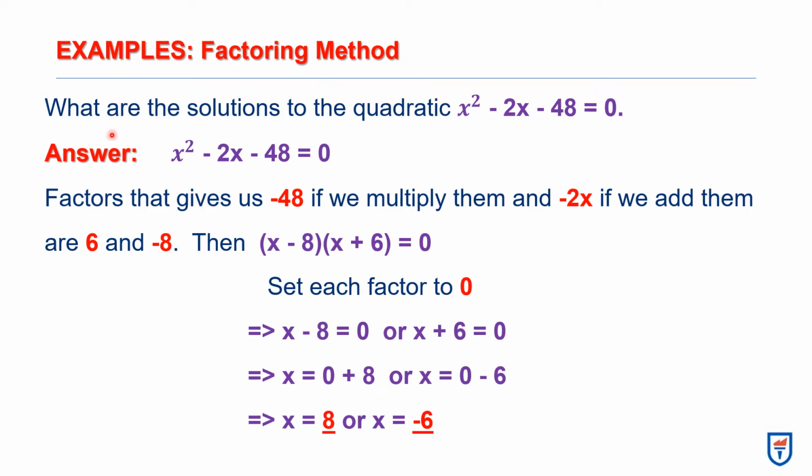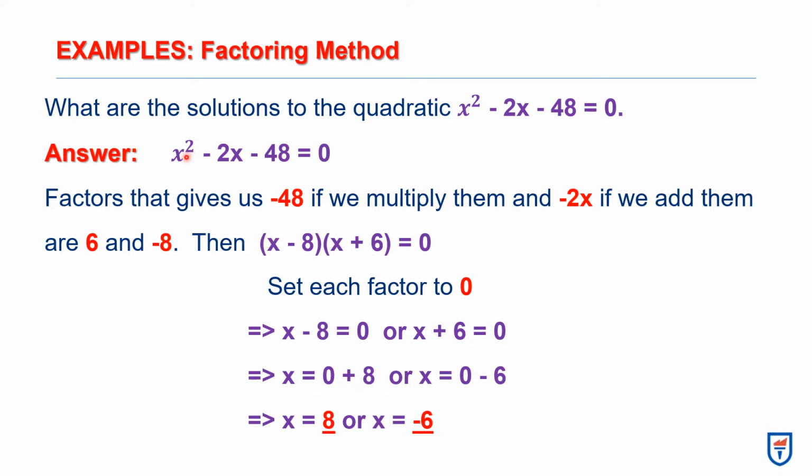Here we have the question that is saying, what are the solutions to the quadratic x squared minus 2x minus 48 is equal to 0? So when we are solving this quadratic using simple factorization, we need to look for two factors that if we multiply them, we're going to get minus 48, and if we add them, we're going to get the middle term, which is minus 2. When you look for those two factors, we're going to find out that it's only 6 and minus 8. When we multiply them, 6 times minus 8, we're going to get minus 48, and if we add 6 plus minus 8, we're going to get minus 2.